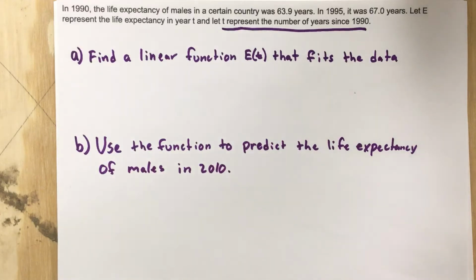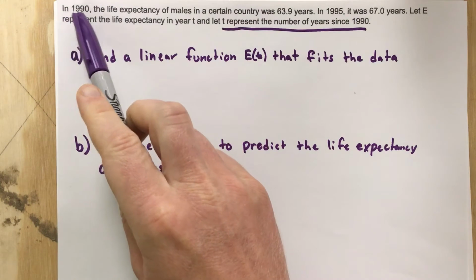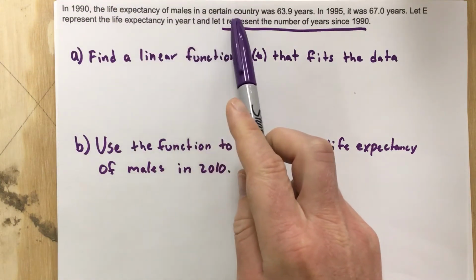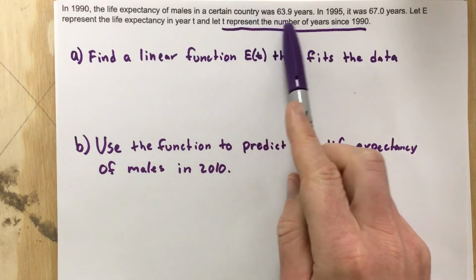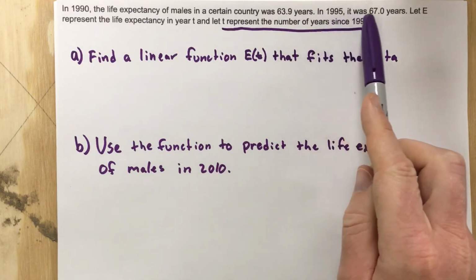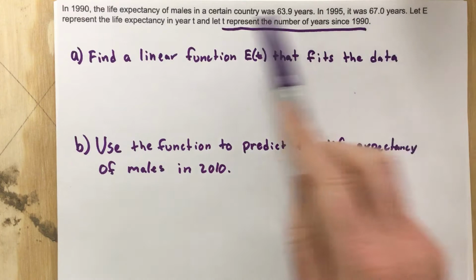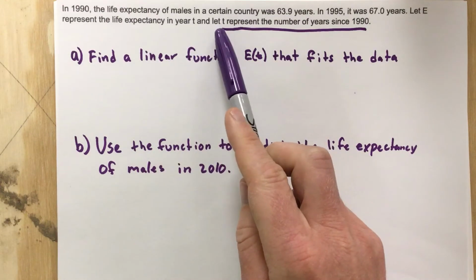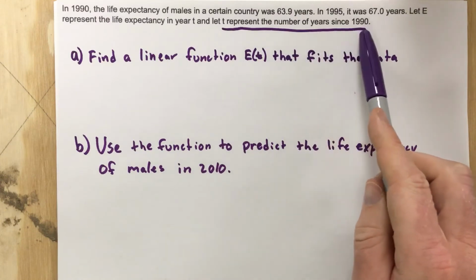This is problem number 4 from assessment number 1. In this problem it says, in 1990, the life expectancy of males in a certain country was 63.9 years. In 1995, it was 67.0 years. Let E represent the life expectancy in year T, and let T represent the number of years since 1990.